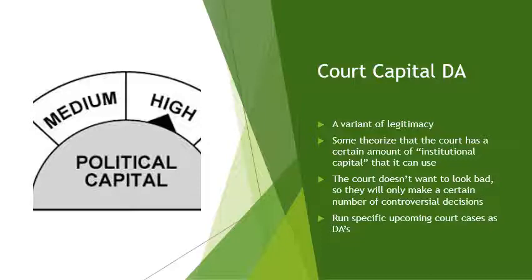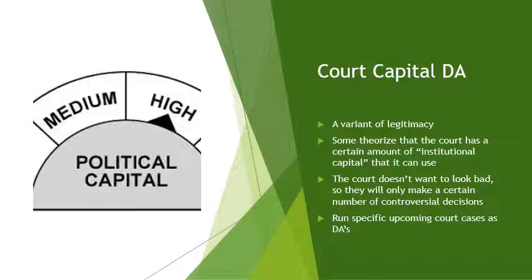The more popular variant of legitimacy, at least in debate circles, is the court capital disadvantage, sometimes called court politics. So some theorize that the court has a certain amount of institutional capital that it can use, that it can only make so many controversial decisions. And a lot of people think that John Roberts, the Chief Justice of the Supreme Court, is very concerned about the institutional capital that the court has.